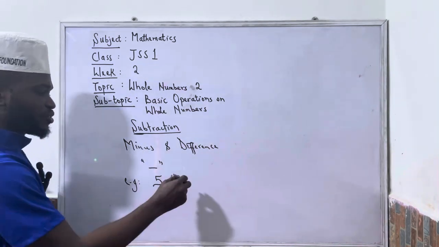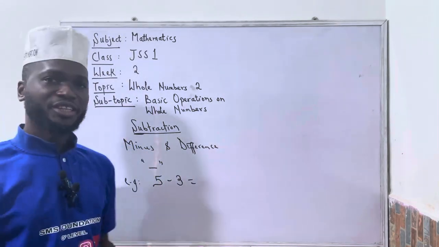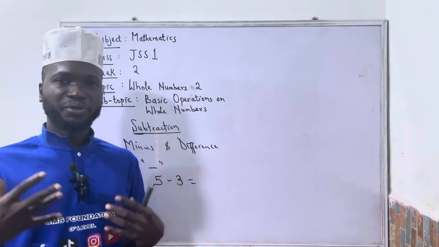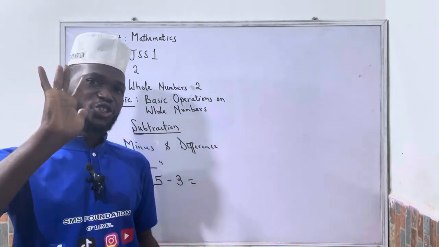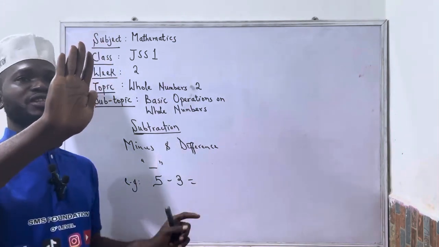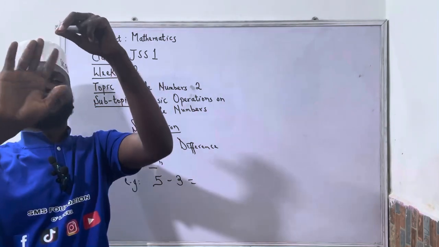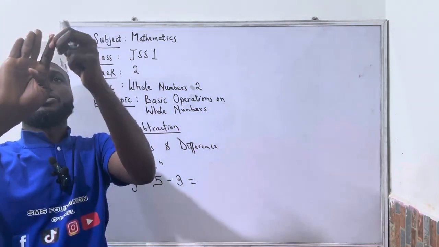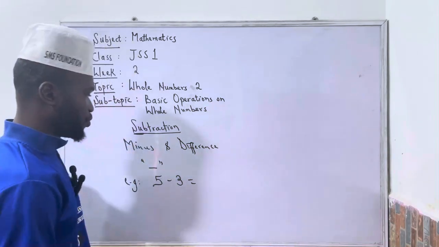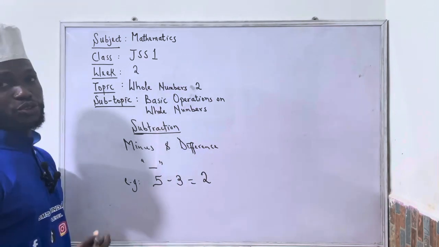So the result of this one can be done by everybody. Even a baby in primary 1 can do this. All you need to do is picture 5 in your mind, or you count 5 fingers. Then you want to take away 3 from 5. Just do 1, 2, 3. What are we left with? We are left with 2. So the result of 5 minus 3 is equal to 2.